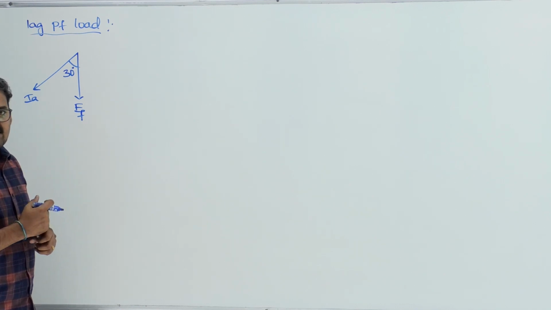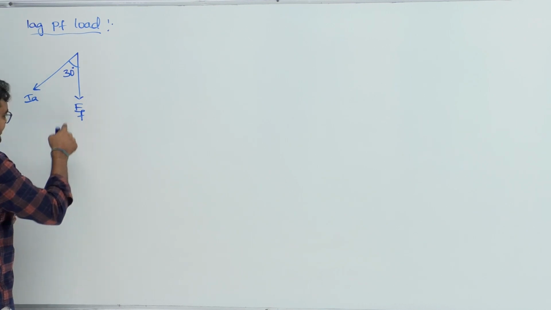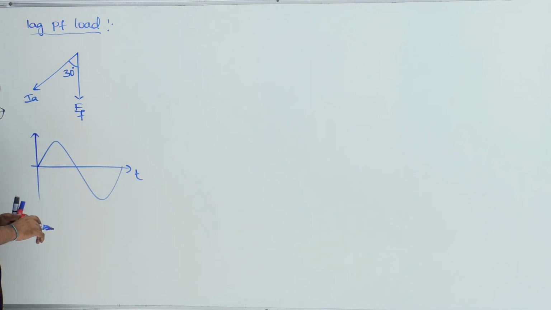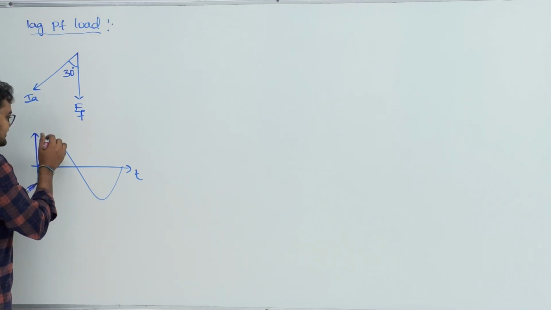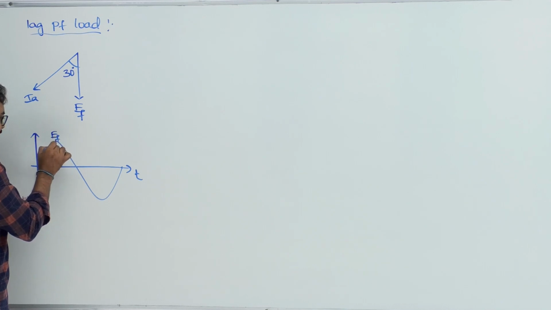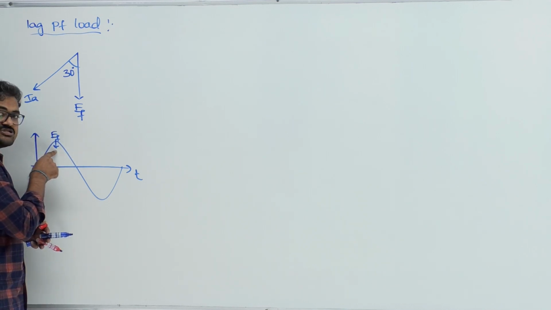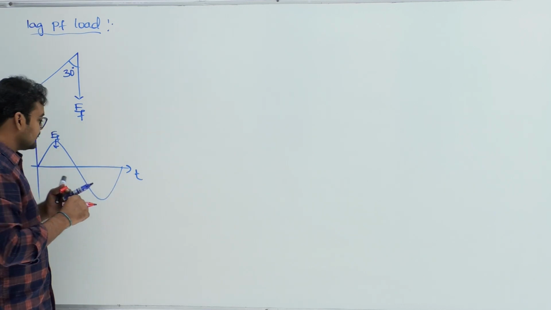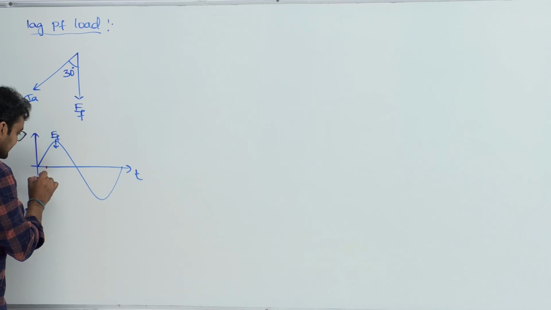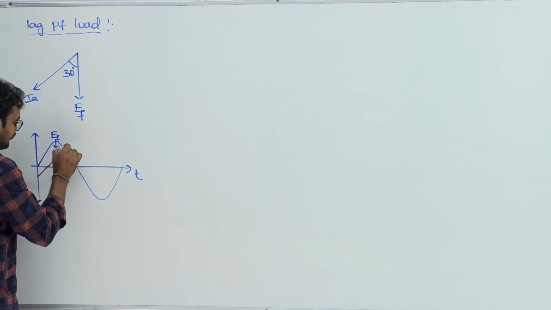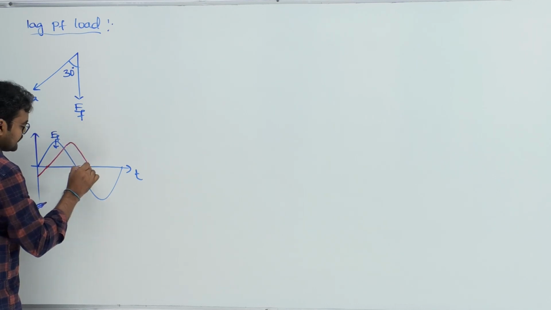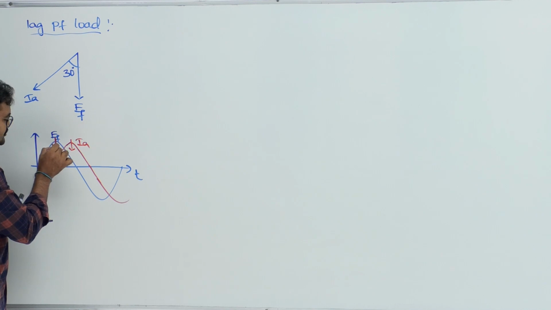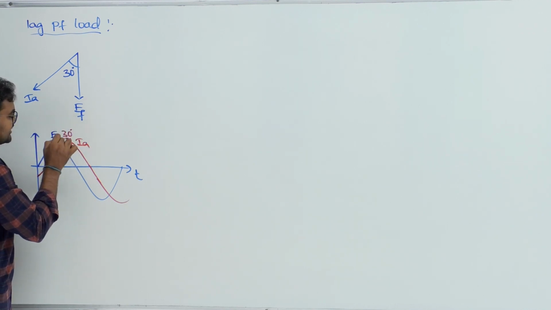That means 0.866 lagging. Now, if I wanted to draw the same phasor diagram in terms of waveforms, suppose this is the induced EMF waveform. Lagging power factor means presently the induced EMF is maximum at this instant. Will current maximum come at the same instant or after 30 degrees? Lagging means after 30 degrees. Current will lag, that means current will be delayed. So current maximum will come after 30 degrees from the voltage maximum. So we will get a waveform like this. This is going to be the armature current waveform, and this is the maximum point for armature current.